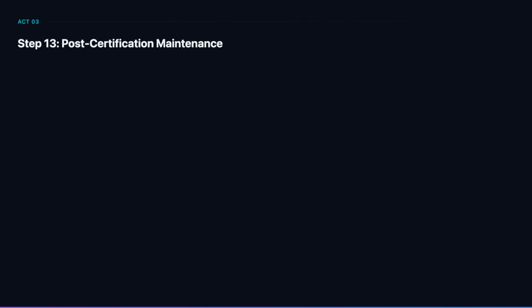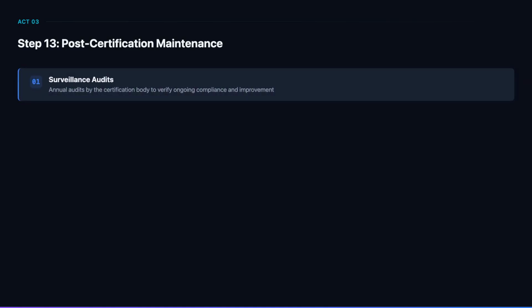Achieving certification is not the end of the journey. Here are the essential elements for maintaining and building on your certification. Surveillance audits happen annually after certification. The certification body verifies that you maintain compliance with ISO 9001 requirements and continue to improve your QMS. Stay vigilant and proactive to avoid lapses.